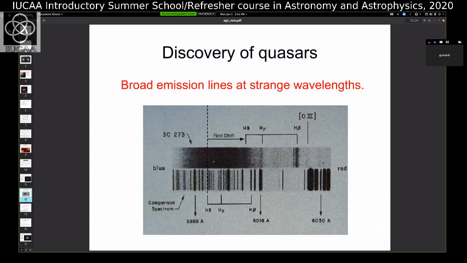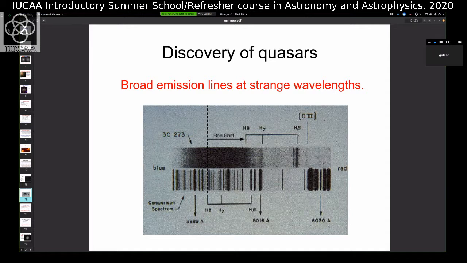When this optical spectrum of 3C273 was studied, there were surprises. First of all, there were line emissions, but the lines were not found at the locations or at the wavelengths of what is known in the laboratories. Later on, people found out that 3C273 also emits the well-known emission lines, for example, the Balmer lines H beta, H gamma, H delta, etc.